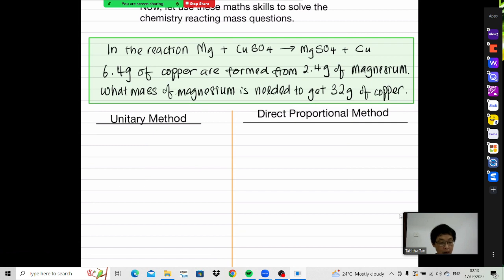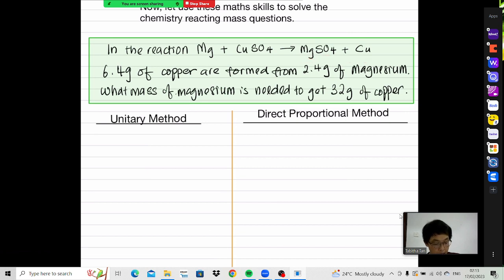Okay, at times they may give chemical reaction like this. Because I find it taking time to key in the chemical equation with the subscript, to me, I just handwritten. Pardon me for my handwriting. Okay, let's read on. In the reaction of magnesium reacting with copper sulfate, producing magnesium sulfate and copper.